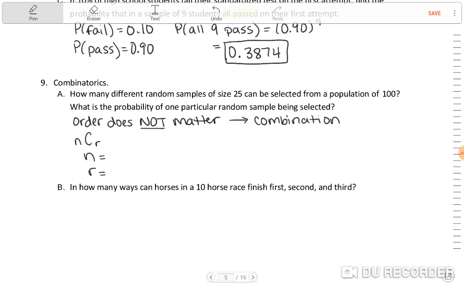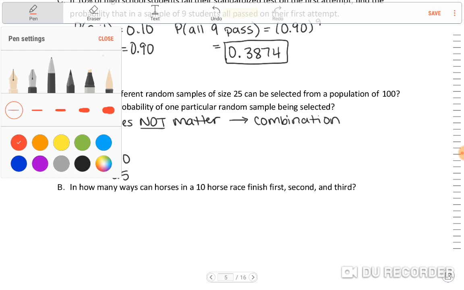In this case it says from a population of 100. It's actually your population size, but in any case, this is your total, right? n is going to be the total things that you have to choose from. So n equals 100, total number of things I have. And then what is the size of the groupings I'm making out of these 100? The size of the groupings is going to be 25.